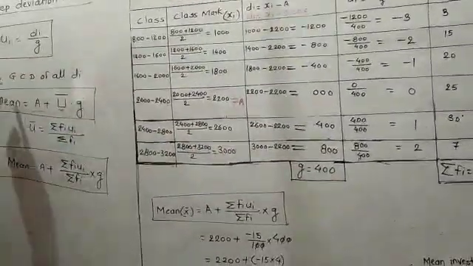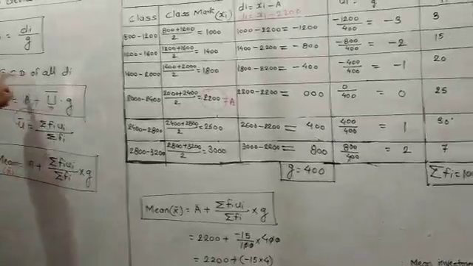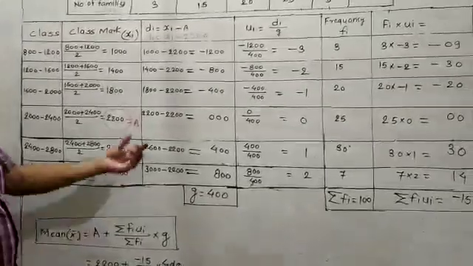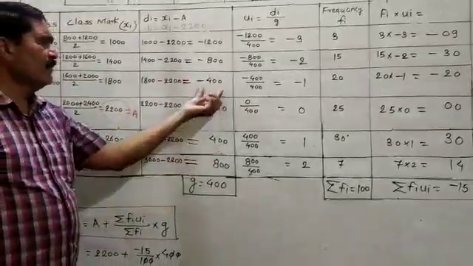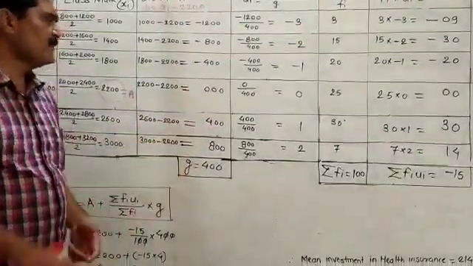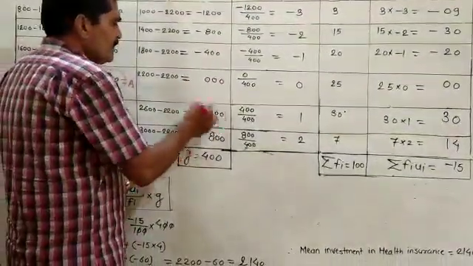GCD. G means greatest common divisor. Which one is the greatest common divisor? The greatest common divisor is the greatest common repeating number. Which one is the greatest, which will come the maximum number of times? This 400 will come the maximum number of times, so you have to consider this as G.